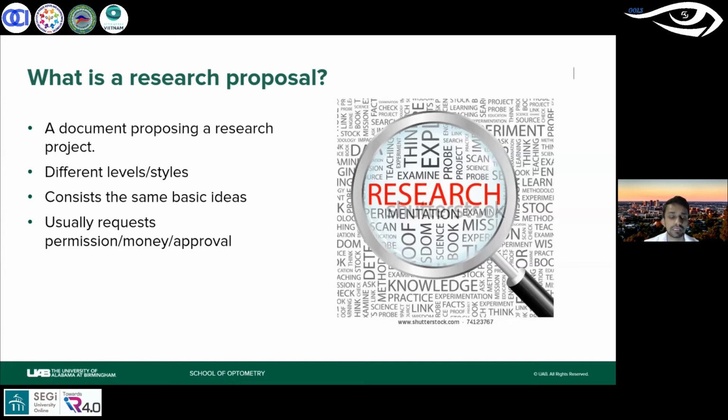And usually the idea is to either request permission, asking please can you allow me to do this research, ethically approve it, or to request some sort of funding, saying I need so and so amount to do this, etc. So that is the basic idea of a research proposal.